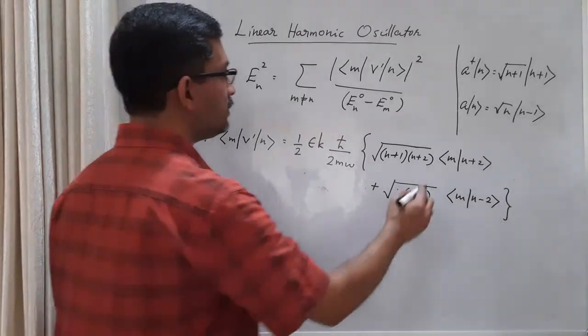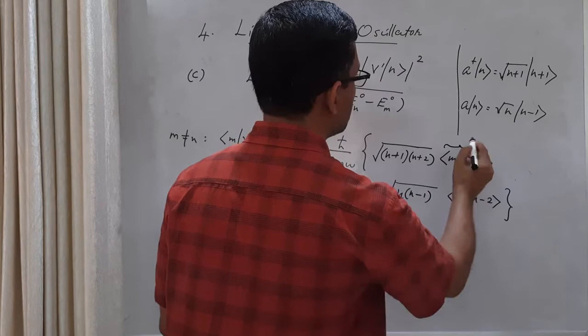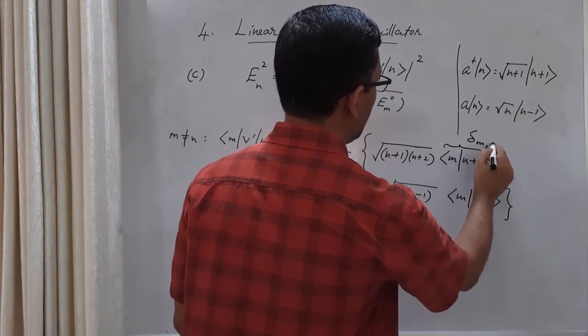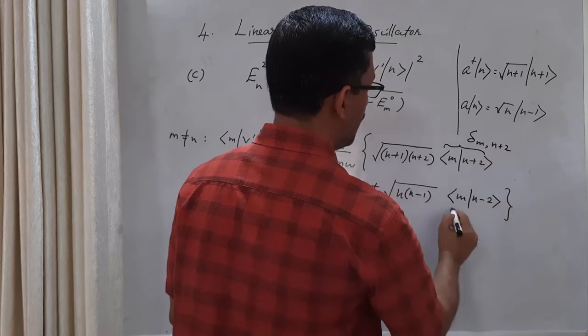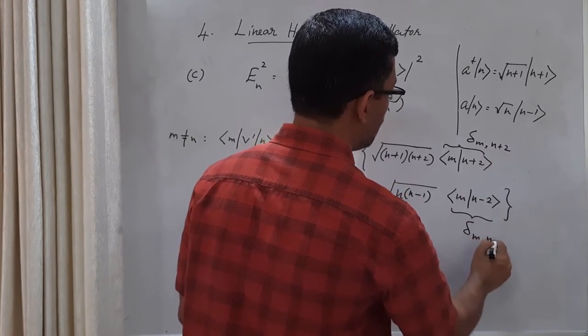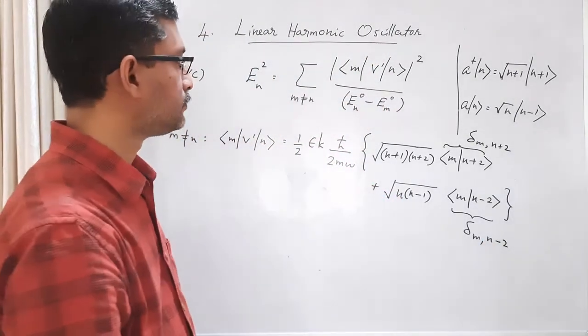Okay, so this term is nothing but a Kronecker delta m comma n plus 2, and this term is nothing but a Kronecker delta m comma n minus 2.